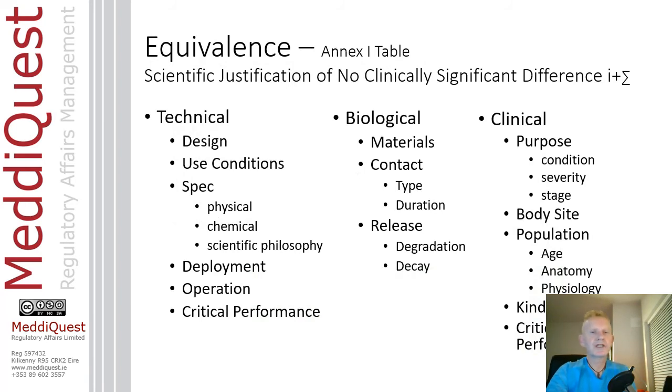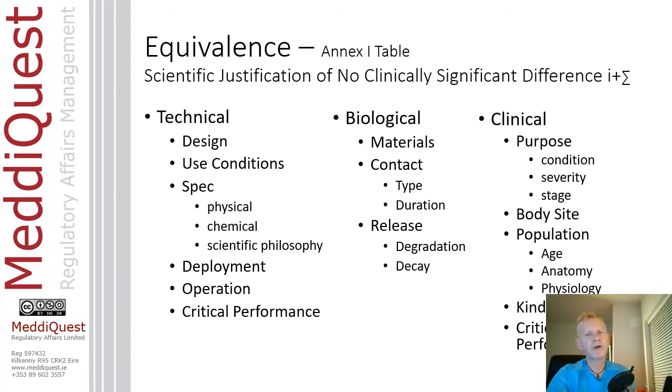When we're looking at establishing equivalence, in the MDCG Guidance 2025, we do have a table in Annex 1 that looks at all the criteria we have to look at. So technically, we need to consider the design, the conditions of use, the specification, both physical, chemical, also probably the scientific philosophy. And what do I mean here?